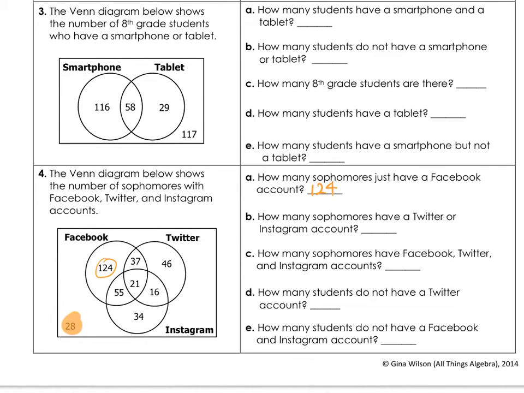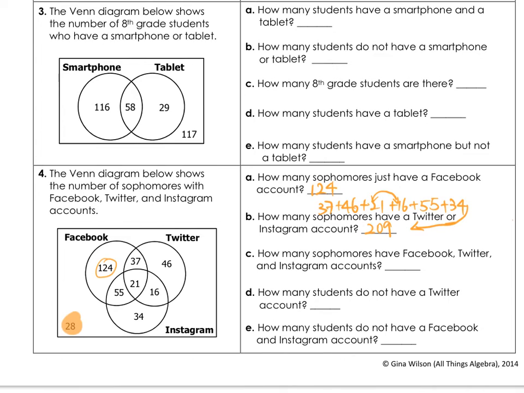Number 2, how many sophomores have a Twitter or Instagram? So when we're talking about Twitter, everybody in Twitter is 37 plus 46 plus 21 plus 16. That's everybody who uses Twitter. And then because it's an or, we also have to add everybody who uses Instagram, which is 55 plus 34. We should add the 21 and the 16 back, but because we already added them here, I don't want to double count them. So that's my answer. If I add these together, I should have 209 people. That's the answer for this. 209. Okay?